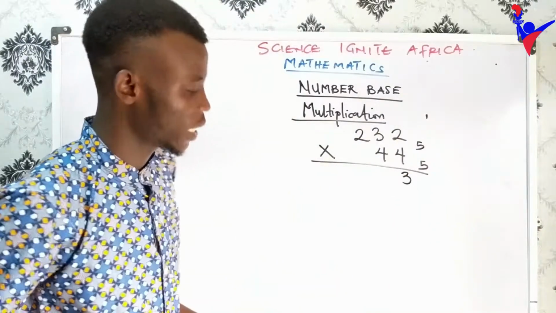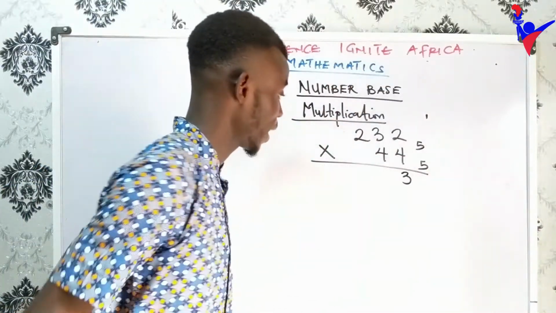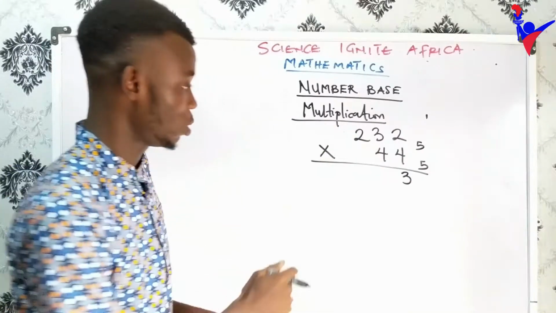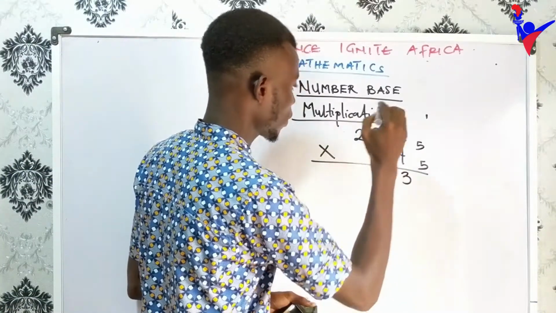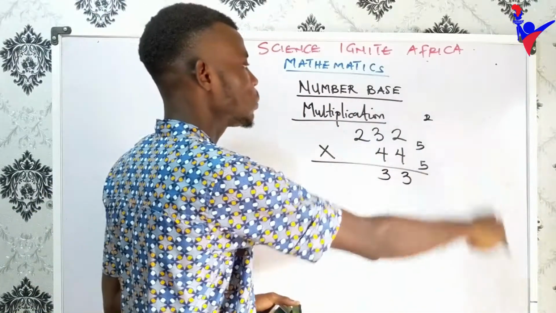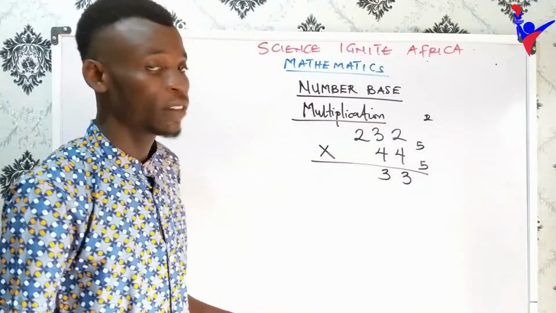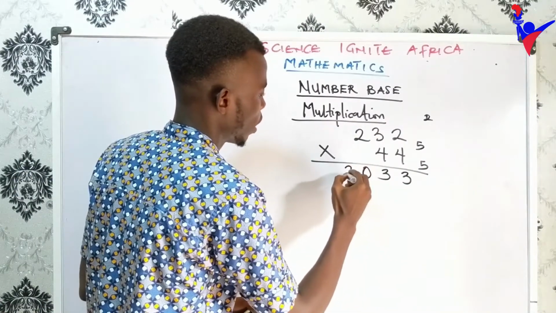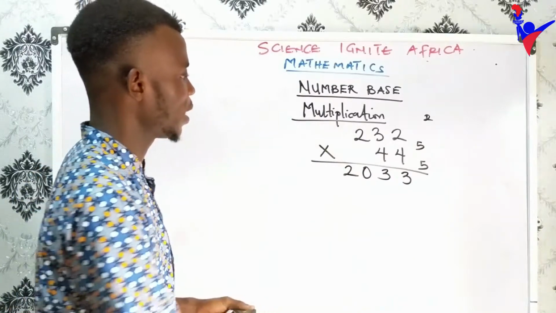4 times 3, that is 12. Plus that 1, making 13. 5 in 13 will be 2 remainder 3. 4 times 2 is 8. 8 plus 2 is 10. So 5 in 10 is 2 remainder 0, right? Then you have 0, and you have 2. Let's move over again.